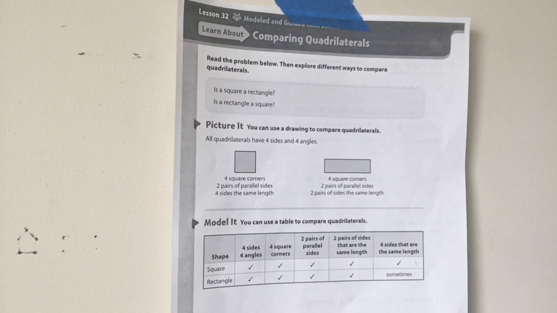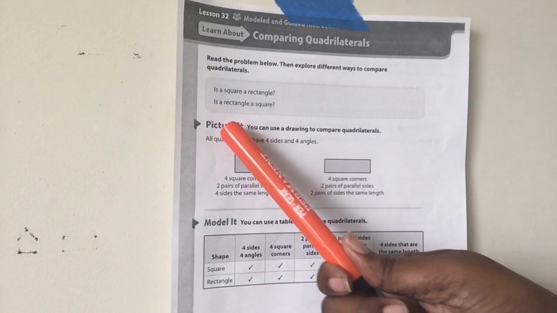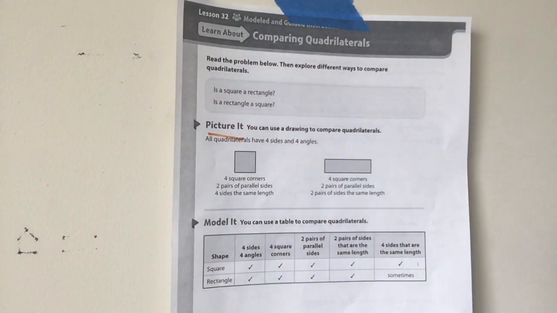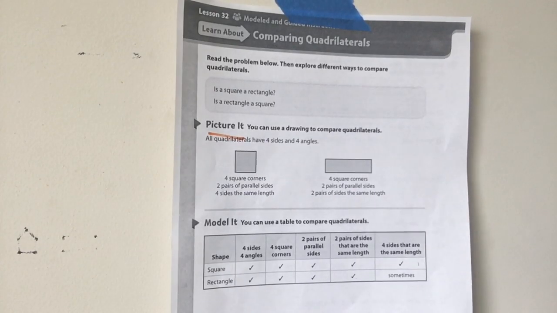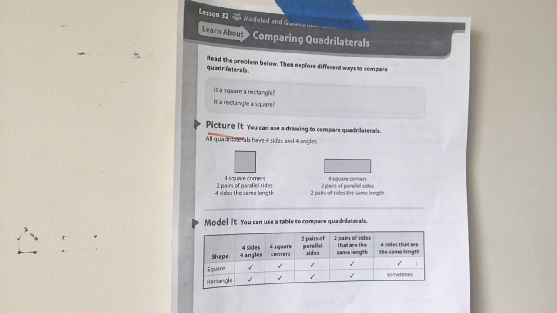And so one way you can try to think about this is to picture it. That means to just look at some pictures. I see here a picture of a square and a picture of a rectangle. I notice that they both have four square corners. They both have two pairs of parallel sides. Remember, if something's parallel, the opposite sides are an equal distance apart and they won't ever touch.